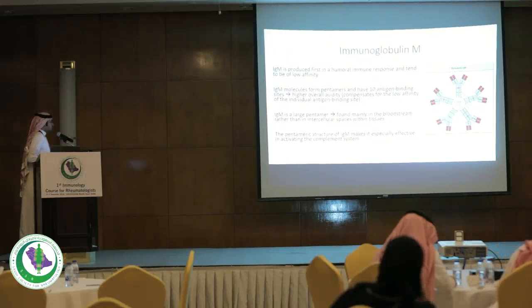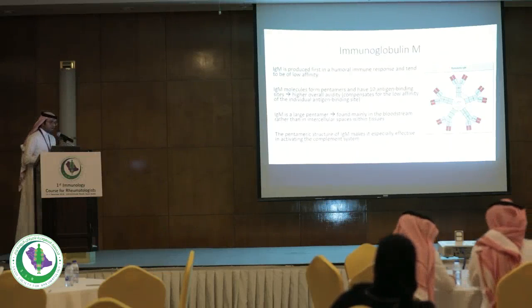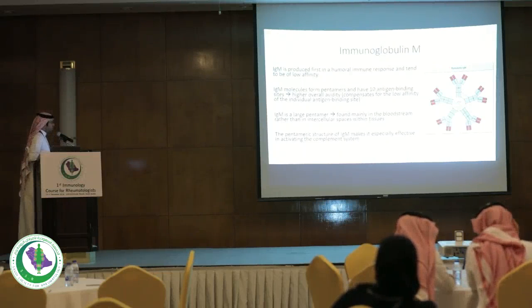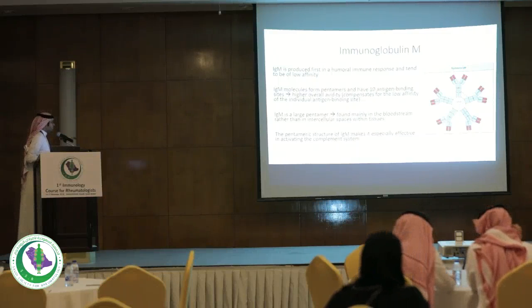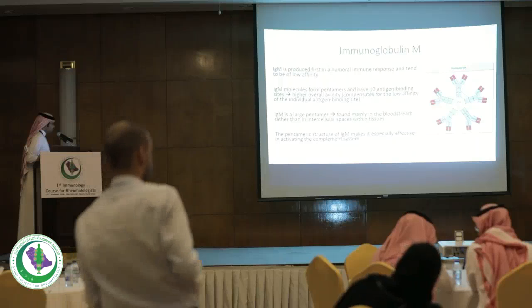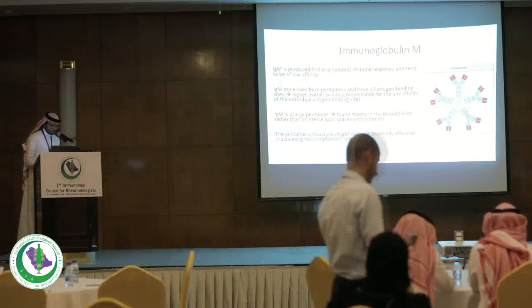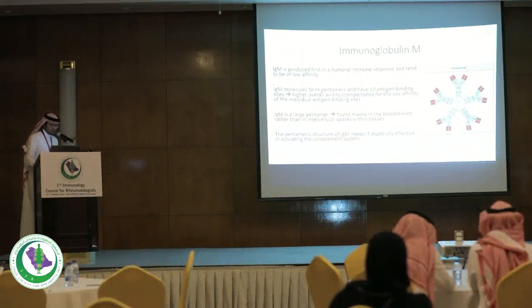Because of its large size, it cannot actually penetrate between tissues. It mainly produces immunity in the bloodstream and in circulation. And because of its pentameric structure, it helps specifically in the activation of complement. There are multiple binding sites for complement, so it's specifically helpful in complement fixation and activation compared to other antibodies.